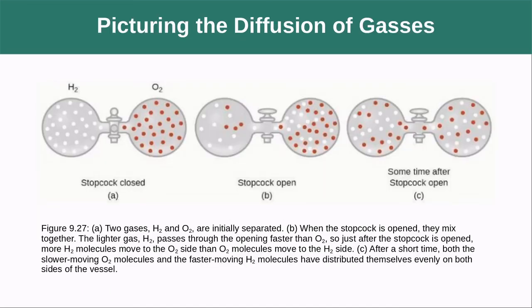So we can picture this here if we had hydrogen in the left chamber and oxygen in the right chamber and a closed stopcock. We open the stopcock, allowing the two systems to come in contact. Some of the hydrogen moves into the right chamber, some of the oxygen moves into the left, and after a relatively long time, we get an even distribution of hydrogen and oxygen in the two chambers.